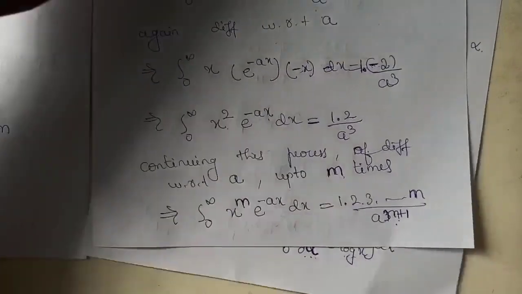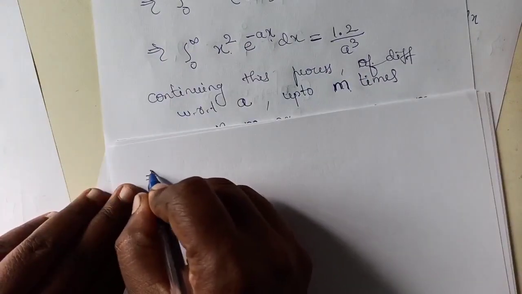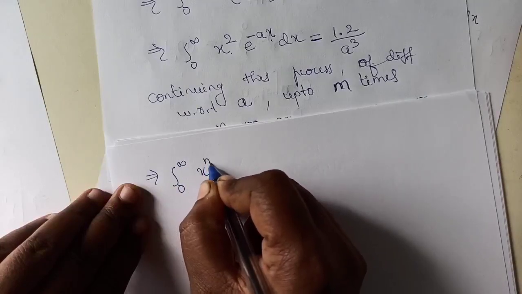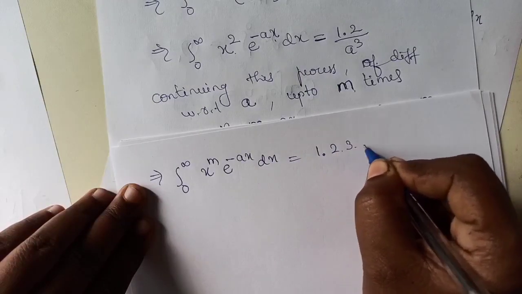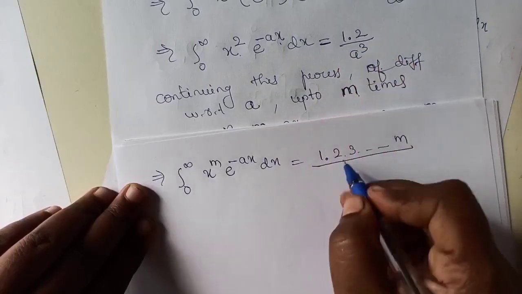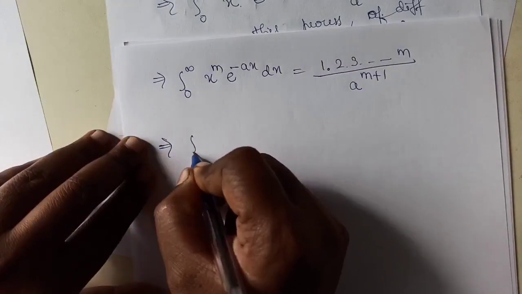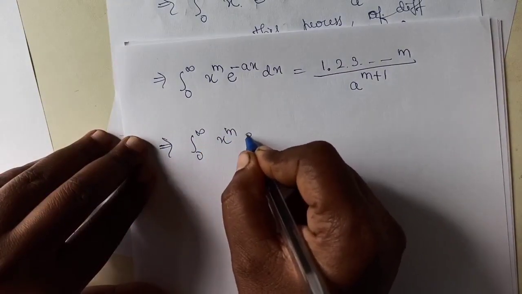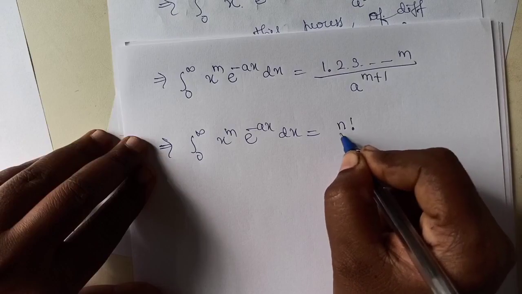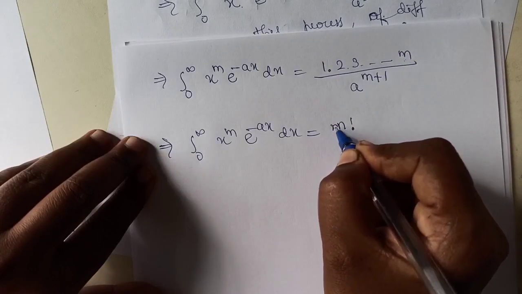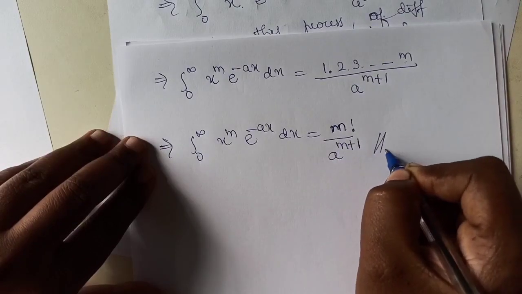So once again I will write here: differentiating up to m times, this becomes integral 0 to infinity x raised to m e raised to minus ax dx equals 1, 2, 3 up to m, denominator a power m plus 1. Or this can be written as integral 0 to infinity x raised to m e raised to minus ax into dx equals, sorry, here it is m, therefore it can be written as m factorial divided by a power m plus 1. So this is the required proof.